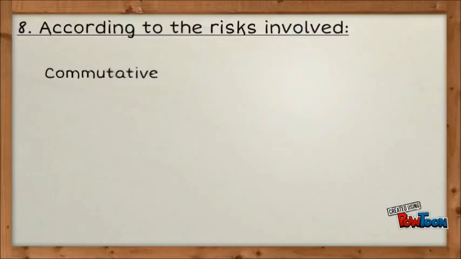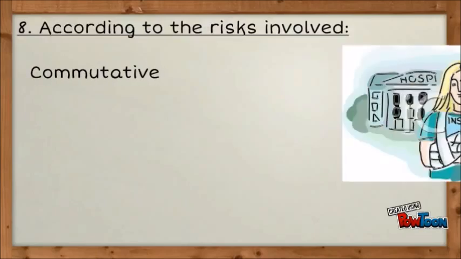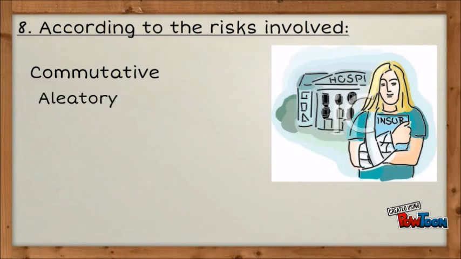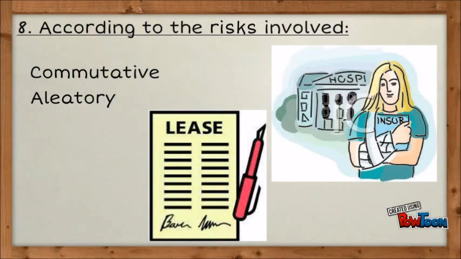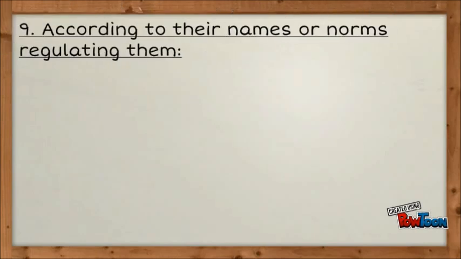According to the risks involved. Commutative, or those in which each of the parties requires an equivalent of his prestation, and such equivalent is pecuniarily appreciable and already determined from the moment of the celebration of the contract. Example, lease. Aleatory, or those where each of the parties has to his account the acquisition of an equivalent of his prestation, but such equivalent, although pecuniarily appreciable, is not yet determined at the moment of the celebration of the contract, since it depends upon the happening of an uncertain event, thus charging the parties with the risk of loss or gain. Example, insurance.